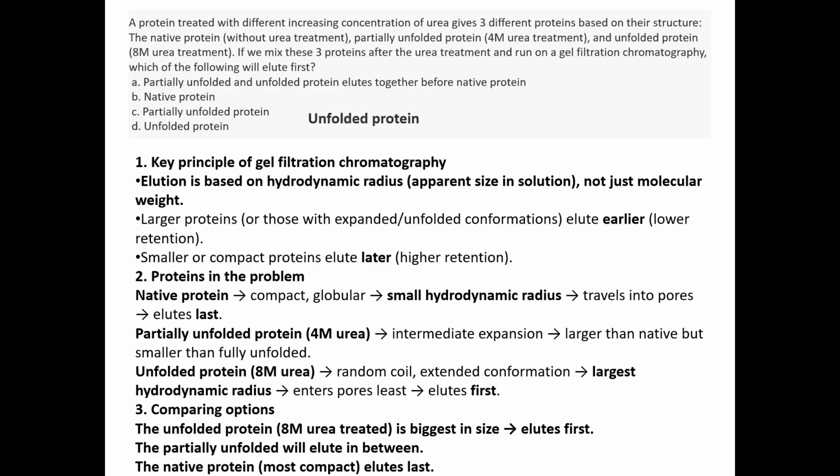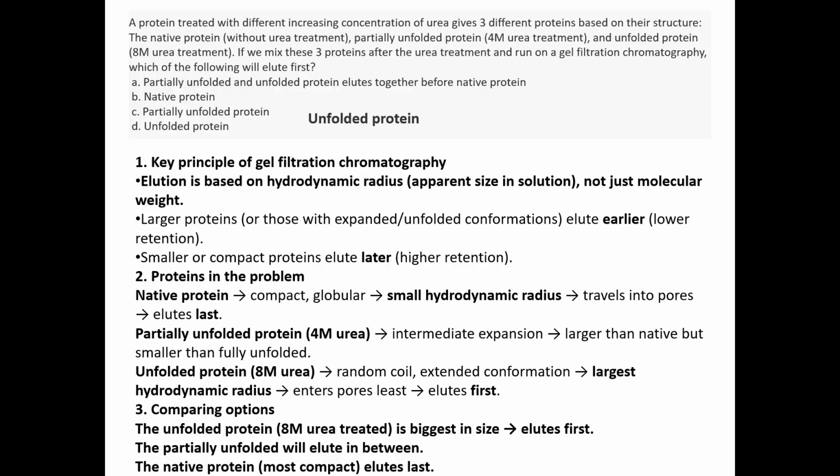So the key principle is the hydrodynamic radius. Here your unfolded will be the largest form, then will come your partially folded, then will come your native protein. Your native protein is compact and globular. It has a small hydrodynamic radius. Your partially unfolded protein will have intermediary expansion. It will be half folded, half closed, so that will have a larger radius than native, but your completely unfolded protein will have an extended conformation and will have the largest size or largest hydrodynamic radius.